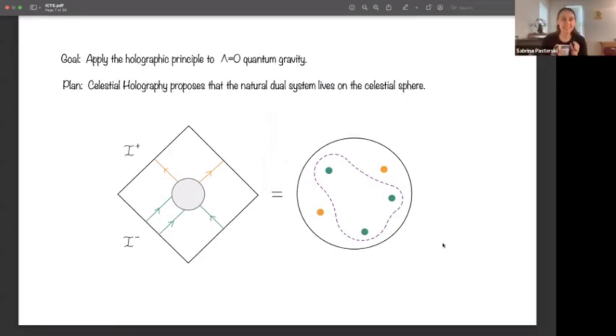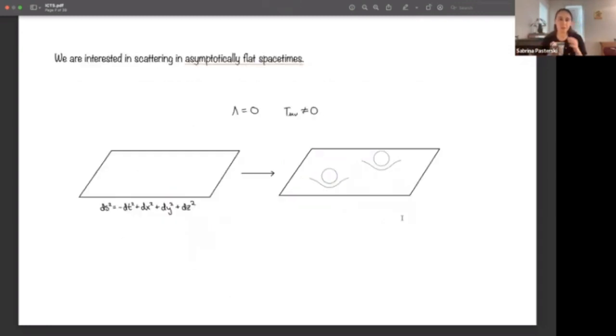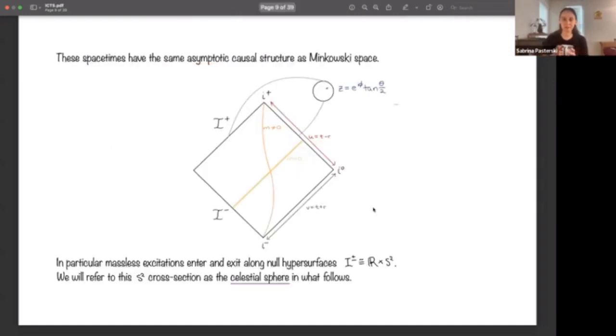My goal for today is to apply the holographic principle to vanishing cosmological constant space-times. And so the plan is that this proposal again is codimension two. So we're going from some scattering process, and we're going to focus mostly on massless scattering, to some operators at certain points in the celestial sphere. And so asymptotically flat space-times are again vanishing cosmological constant, but with non-zero stress energy tensor sources. And so the class of metrics that one gets is no longer going to be flat anymore, but is going to basically look flat far away.